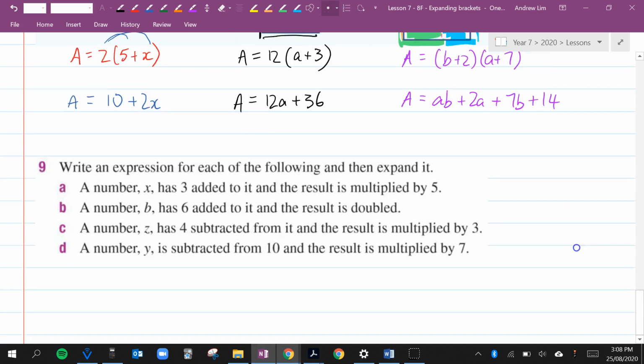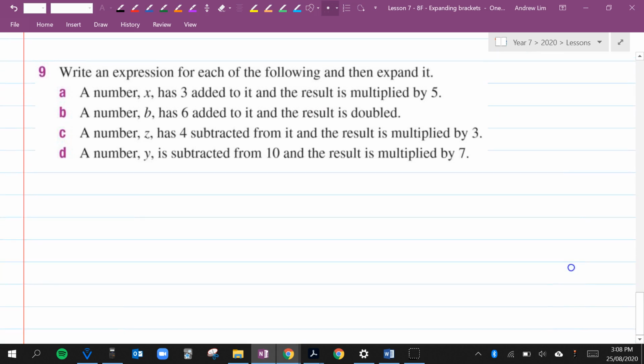Okay, let's have a look at the last thing for this lesson. Writing an expression for each of the following and then expanding it. So question A says, a number x has 3 added to it, and the result is multiplied by 5. So all of this is multiplied by 5. So when we expand this, we get 5x plus 15. Pause the video and have a go at B, C, and D.